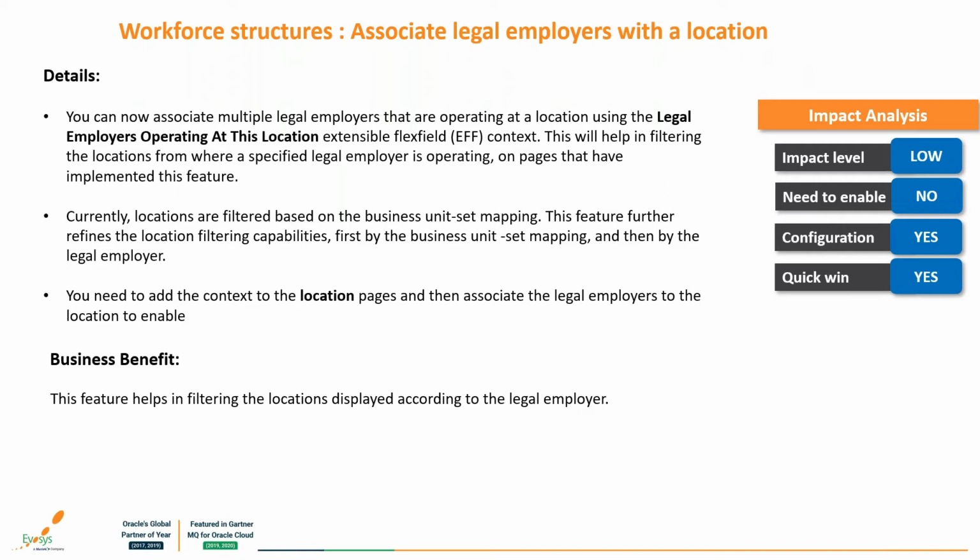Associate legal employers with a location. What used to happen is that initially legal employers were just based on the legal employer's location, but now we can associate legal employers with a location. This way, locations can be filtered based on the legal employers, or we can know which legal employers are working at which location. This will give more flexibility and more capabilities for filtering the locations, and human capital or management can decide which legal employer is working at which location.